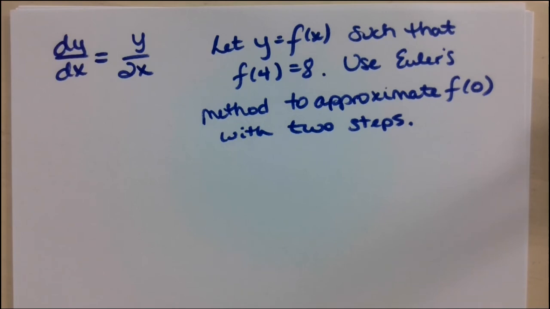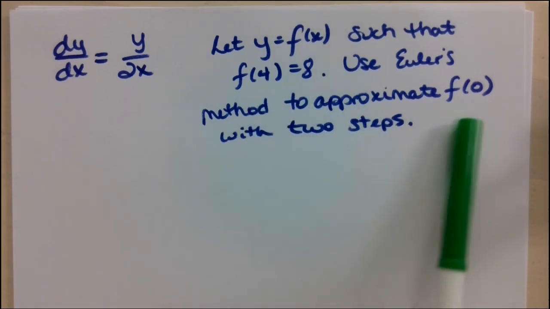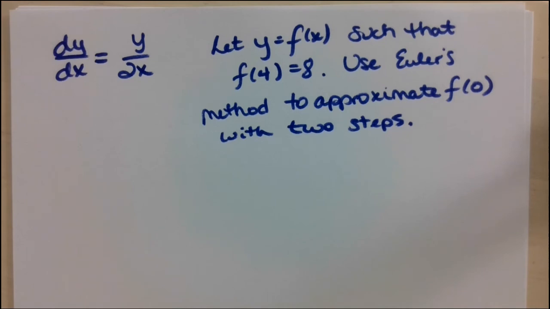Here's our final example. dy dx is equal to y over 2x. y is equal to f of x such that f of 4 is equal to 8. And we want to use Euler's method to approximate f of 0 with 2 steps. Now, what's really important to notice in this question is that I'm starting at an x value of 4, and I'm ending at 0, which means in this case, we're going backwards.